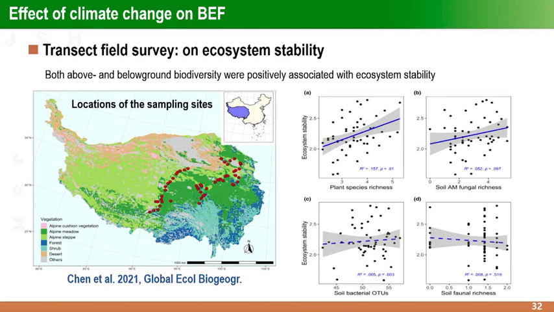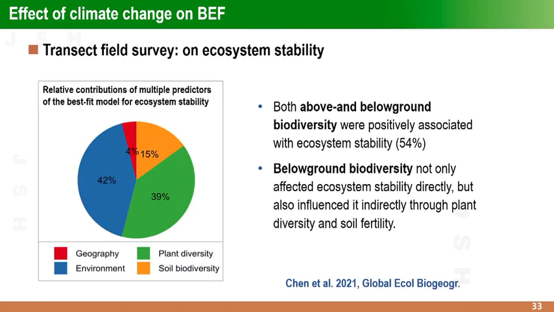We also conducted the transect survey on the Tibetan plateau. We find for the ecosystem stability, the stability is correlated to the plant species and arbuscular mycorrhizal richness, and it seems that both above and below ground biodiversity were positively related with ecosystem productivity.